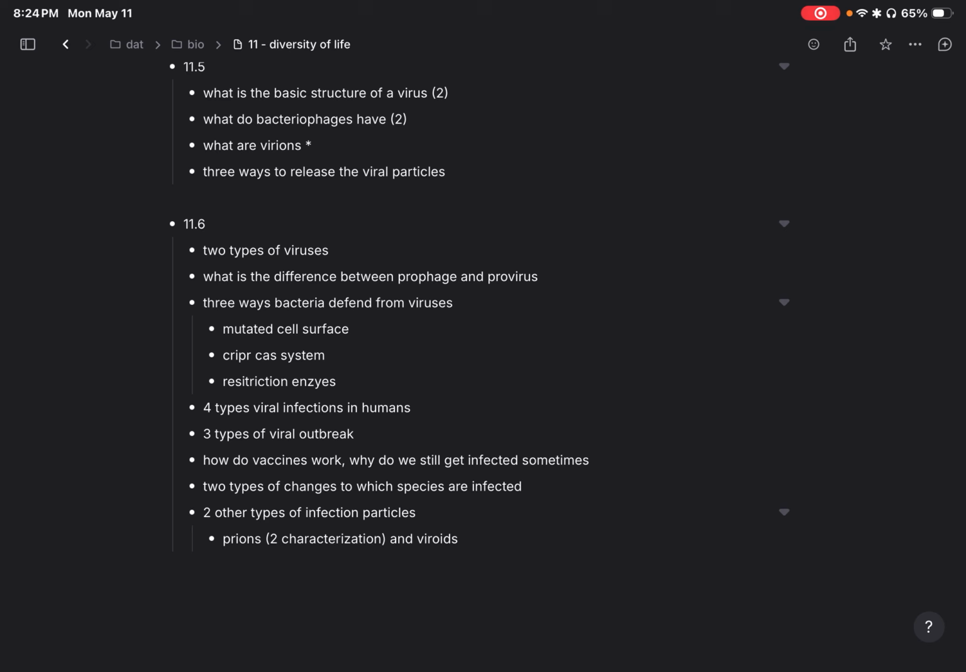And then the other one is restriction enzymes. I'm not sure how that works. Restriction enzymes, well, they break down. So I think it would just break down the RNA or the genetic material of the virus until it's non-readable. 4 types of viral infections in humans.